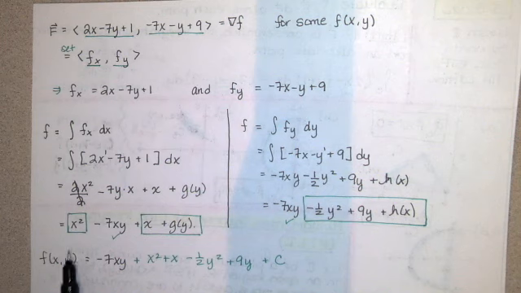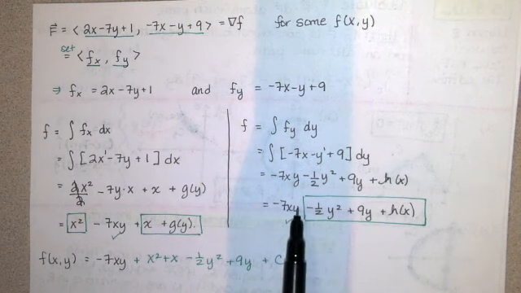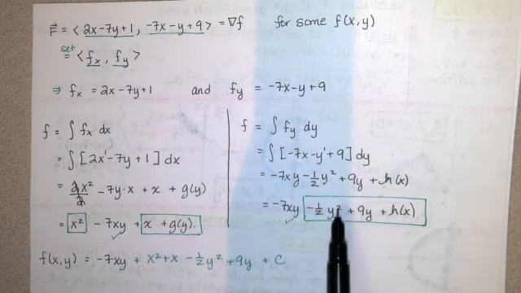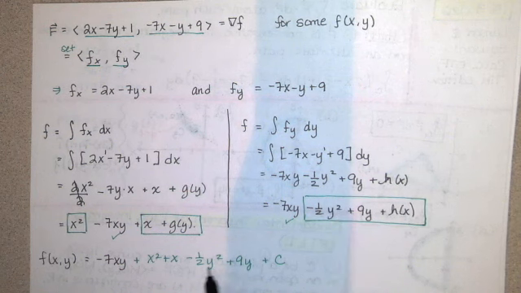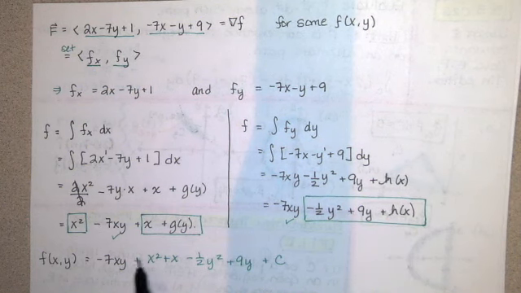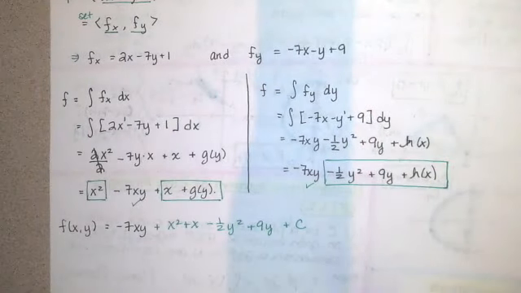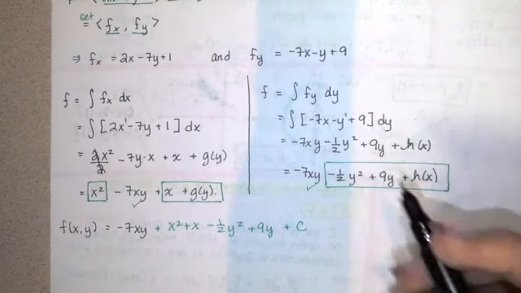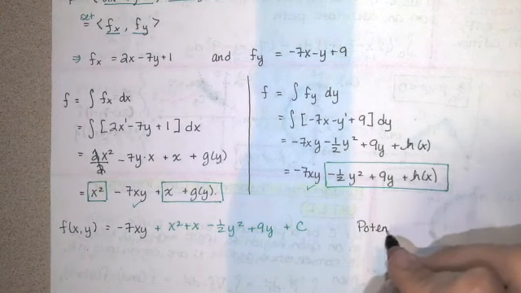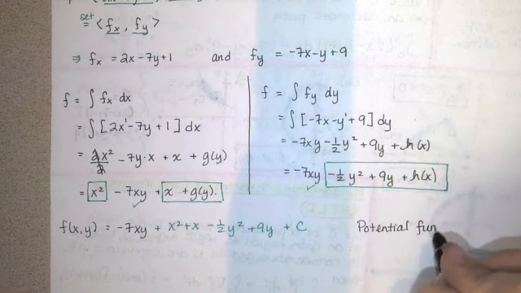F of x and y is supposed to be x squared, I've got that, minus 7xy, I've got that, plus x, plus a function of y, and that's a function of y, good. F of x and y is also supposed to be negative 7xy plus negative 1/2 y squared plus 9y plus a function of x, and the remaining terms include the x squared plus x plus c. That is a function of x. So that is our f of x and y. That is the potential function for our field.